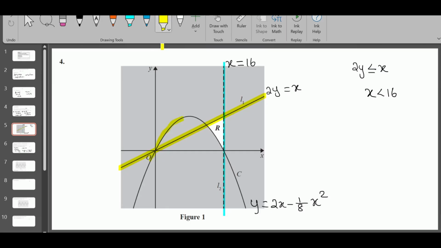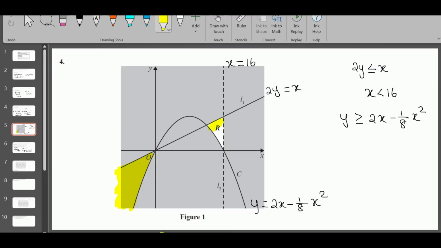And for the curve, it's shaded above the curve, so it's a solid curve. So y is greater than or equal to 2x minus 1 over 8 x squared. But using these inequalities, you can shade this region also, right? You see below the line, above the curve, left hand side of the dotted line, right?